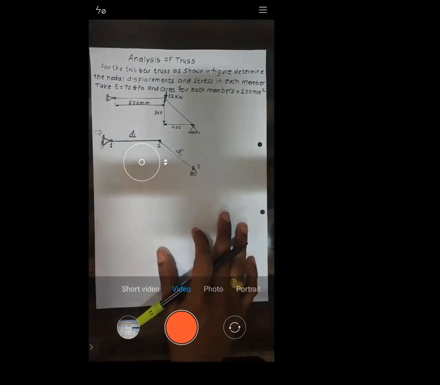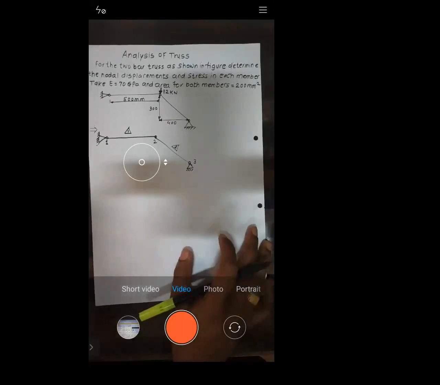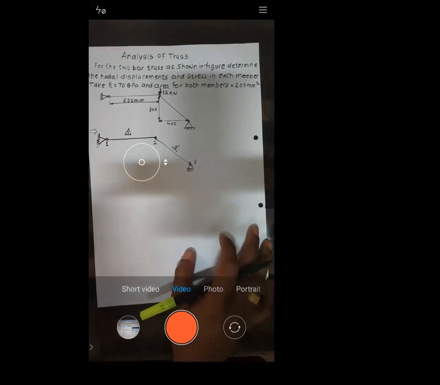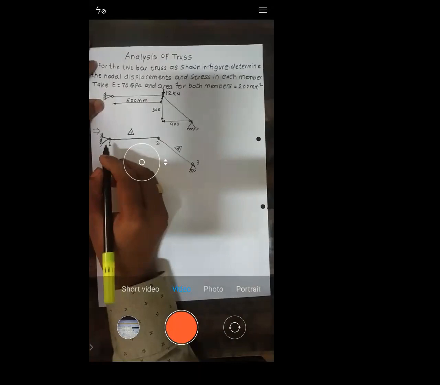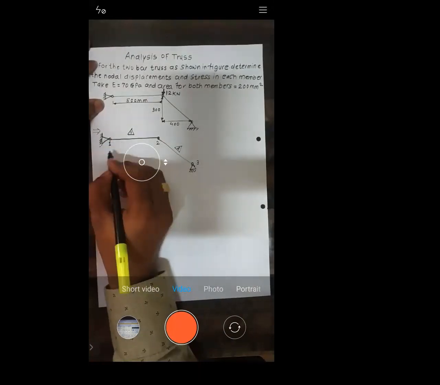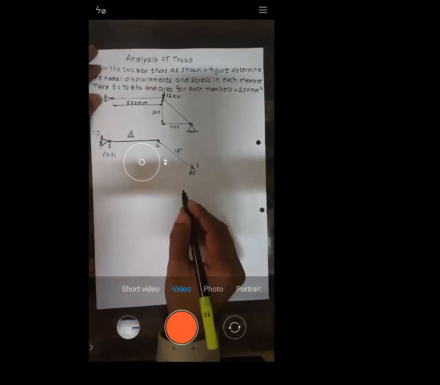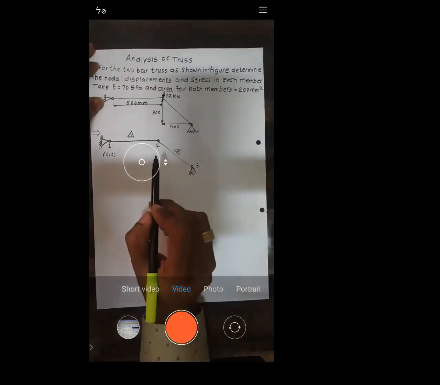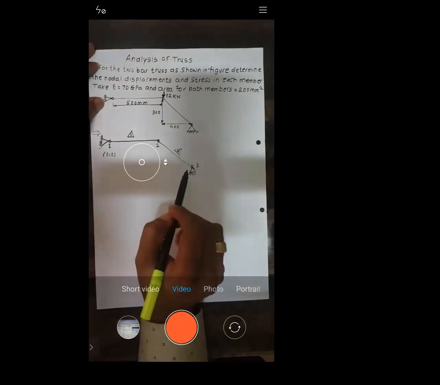For assigning the coordinates to every node, we are basically measuring the location of every node with respect to some point. That means one of the nodes you need to assume as a reference node. So I will assume the leftmost node, node 1, as a reference with coordinate 0, 0, because I need the location of every node. That means I need the coordinates of every node.